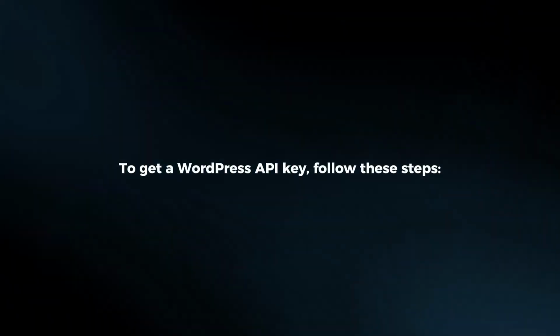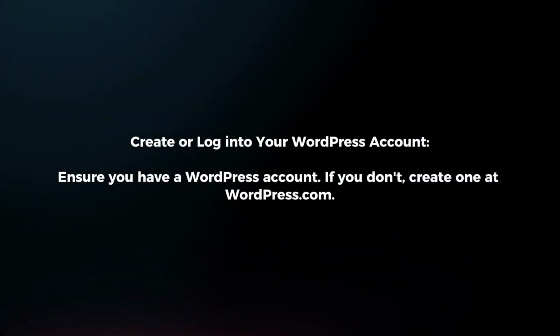To get a WordPress API key, follow these steps. Create or log into your WordPress account. Ensure you have a WordPress account. If you don't, create one at wordpress.com.